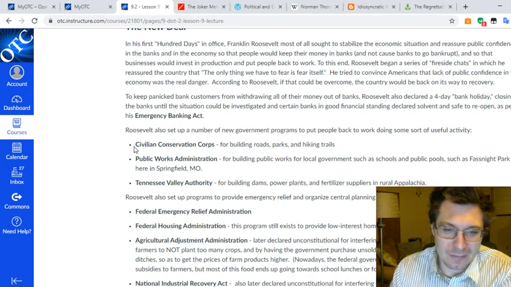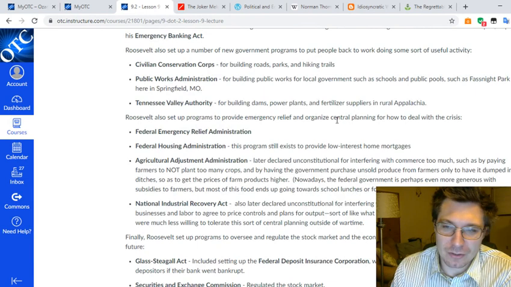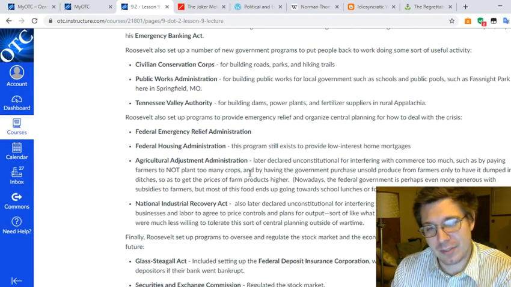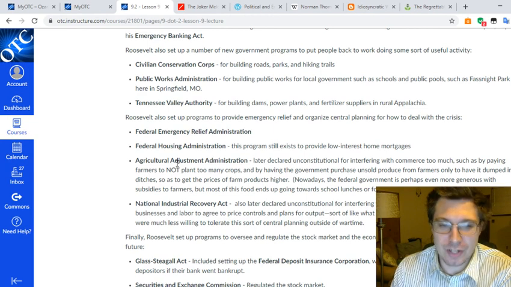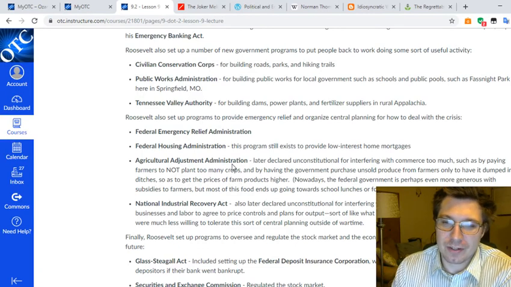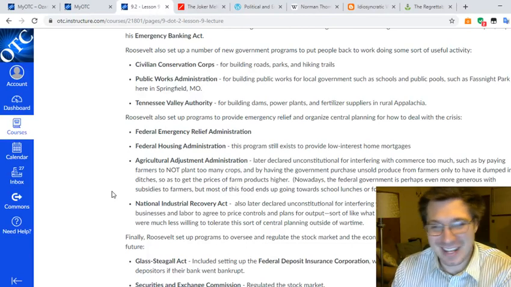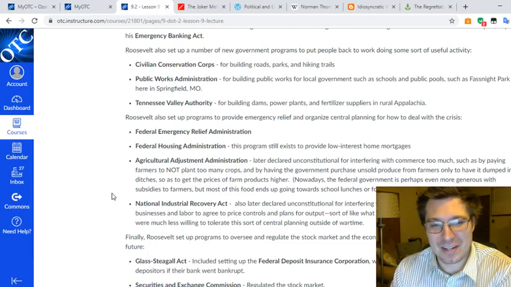Roosevelt also set up programs to provide emergency relief and organize central planning for how to deal with the crisis. So there was the Federal Emergency Relief Administration and the Federal Housing Administration, a program that still exists to provide low-interest home mortgages. The Agricultural Adjustment Administration was later declared unconstitutional for interfering with commerce too much, such as by paying farmers to not plant too many crops, and by having the government purchase unsold produce from farmers only to have it dumped in ditches so as to get the prices of farm products higher.